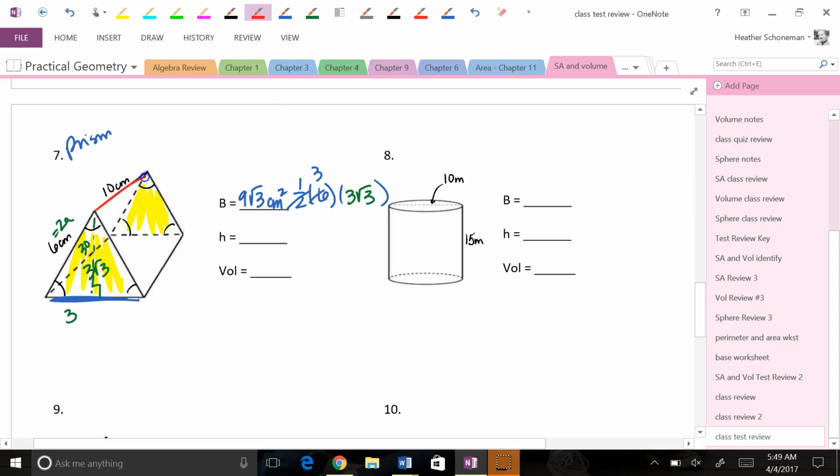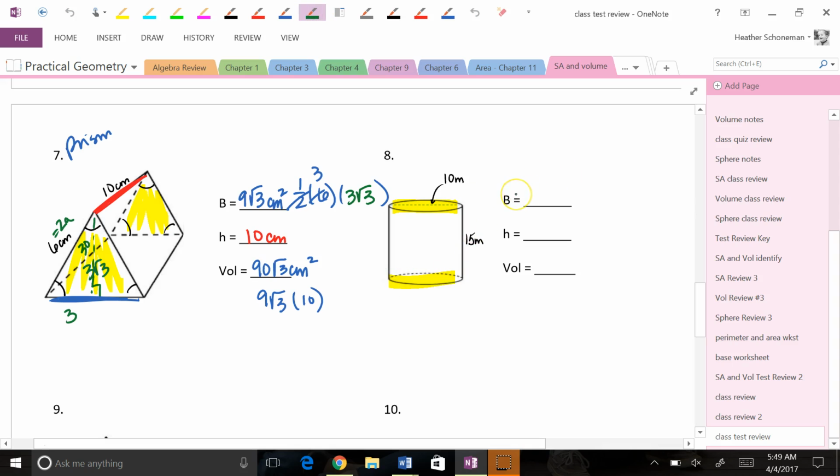Height of the prism is how far the bases are apart, 10 centimeters. Volume of a prism. Look at your formula sheet. It should be about the fifth one down. So it's going to be base times the height, which is 90 square root 3 centimeters cubed. Number 8. Cylinder. Two bases.